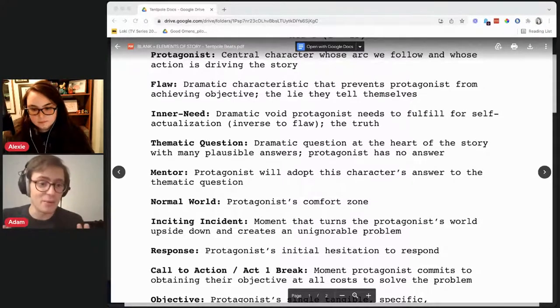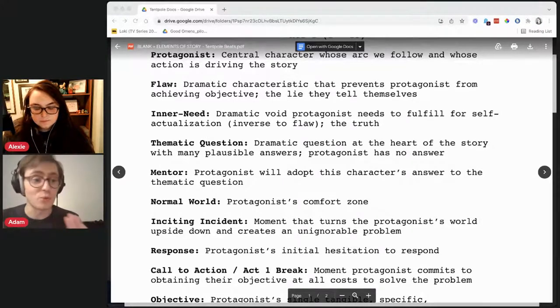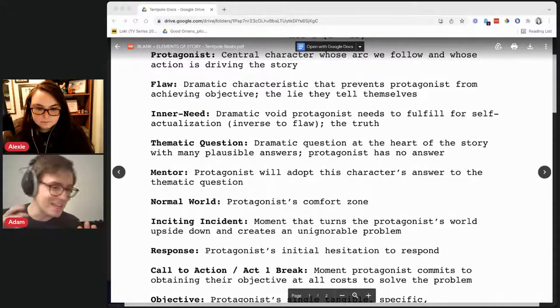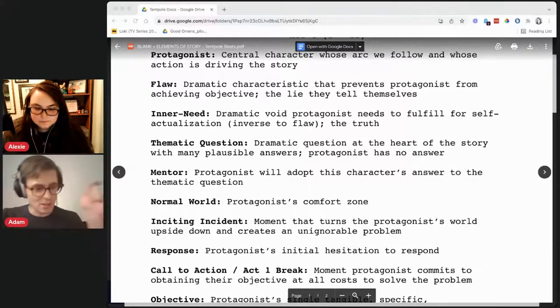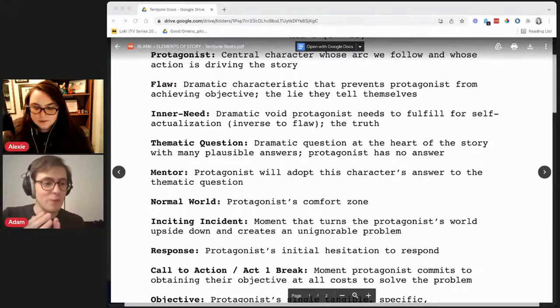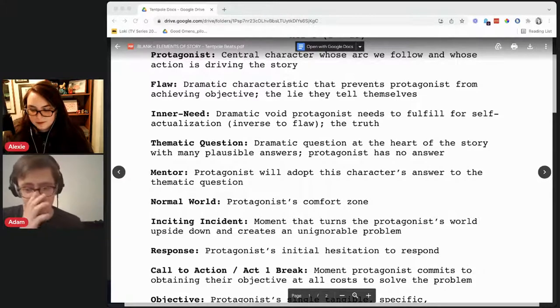It does not have to be that way. It could be a rival classmate who just sort of gets the truth that the protagonist needs. And it can just be a moment. It could be the antagonist. It could be anything. It just has to be true to what your story is.